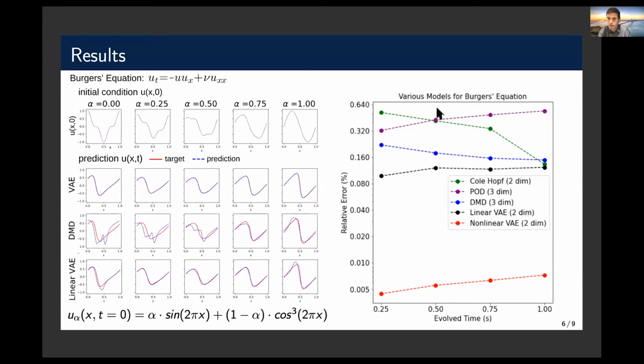Here on the right, I've graphed some of the errors. The analytic Cole-Hopf method is in green. I used POD, DMD, linear VAE, and then all the way down here, there's the nonlinear VAE with two latent dimensions, which performs much better than the other models.